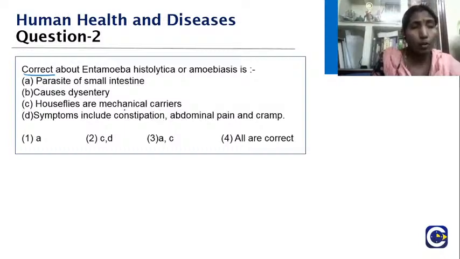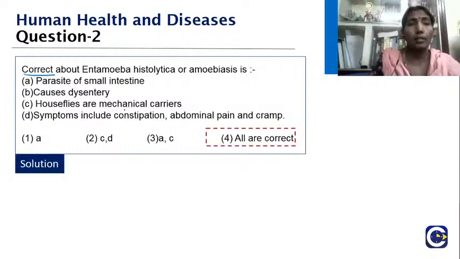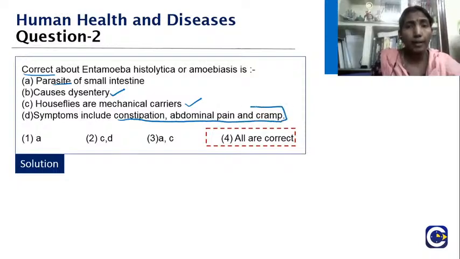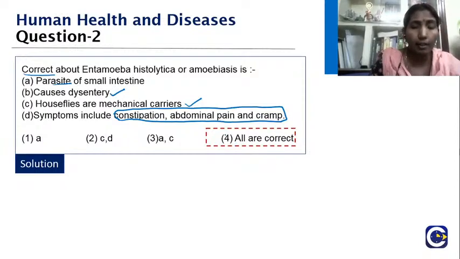So what should be your option? Answer, yes, Shreya, Anandita, excellent, Jivita, good. All are correct answers, because Entamoeba histolytica is a parasite of the small intestine. It causes dysentery, and at the same time the houseflies are the mechanical carriers, and these are the symptoms often complained of by a patient with amoebiasis. They will be the silent carriers in the house and will keep on spreading it. So the entire thing is correct. Excellent. Everybody has given the right answer.